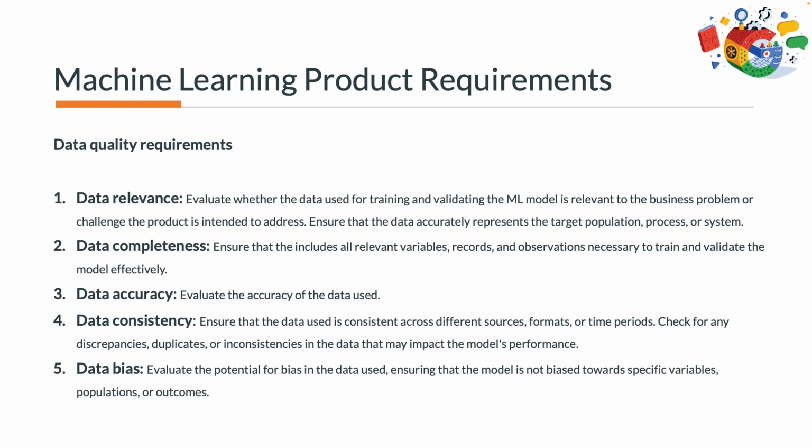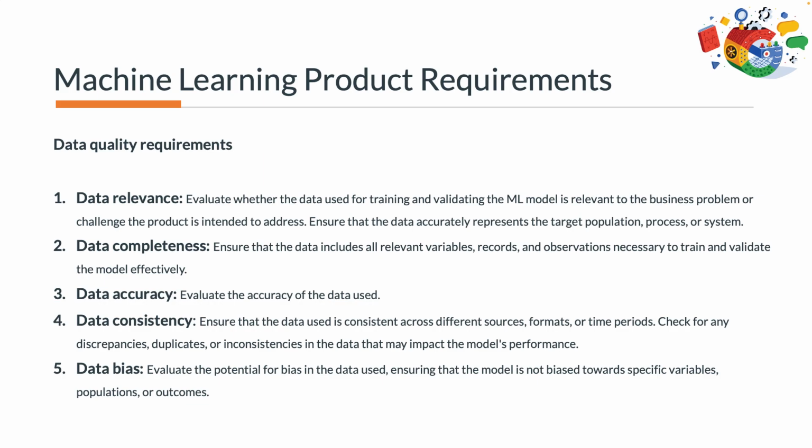The first one is data relevance. Evaluate whether the data used for training and validating the machine learning model is relevant to the business problem or challenge the product is intended to address. Ensure that the data accurately represents the target population, process, or system. For example, if we want to train a model to find breast cancer cases, we cannot feed it with data that comes from prostate cancer patients. It's irrelevant.